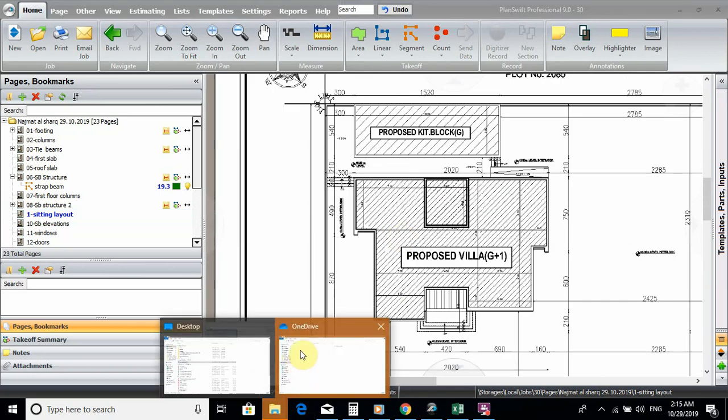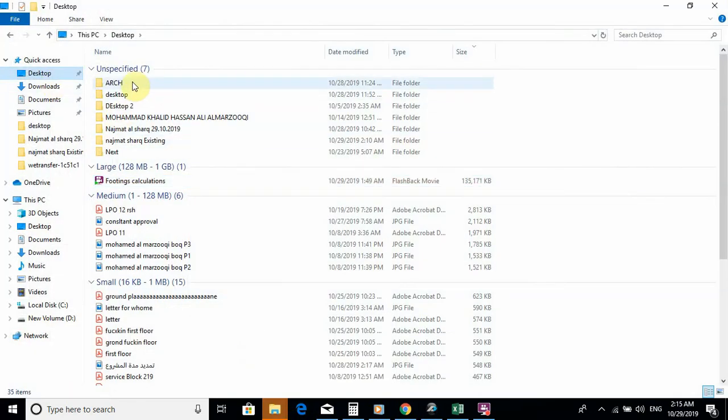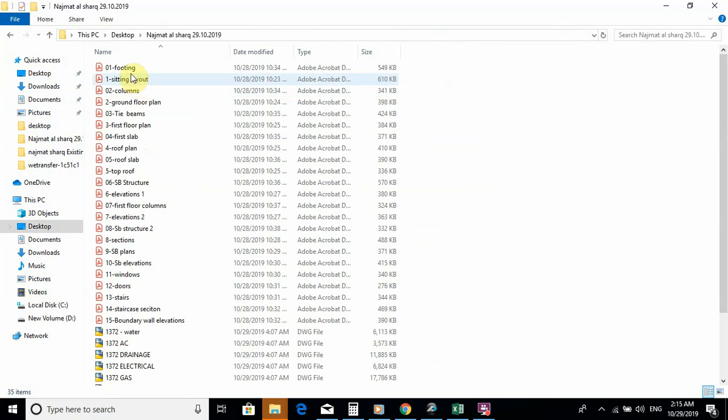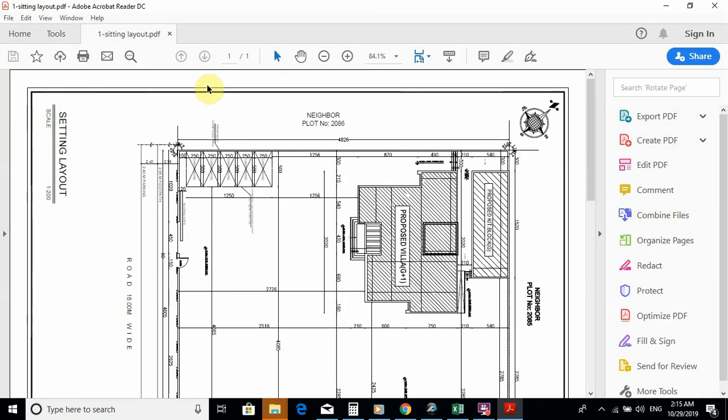Let me open the original drawings. One second, please. Because it's not clearly shown where the line ends.